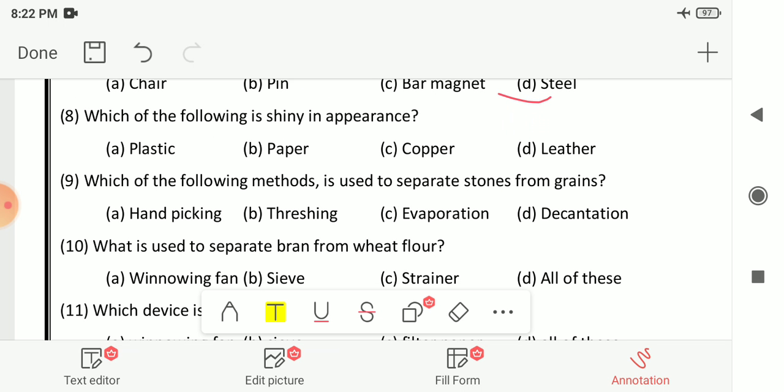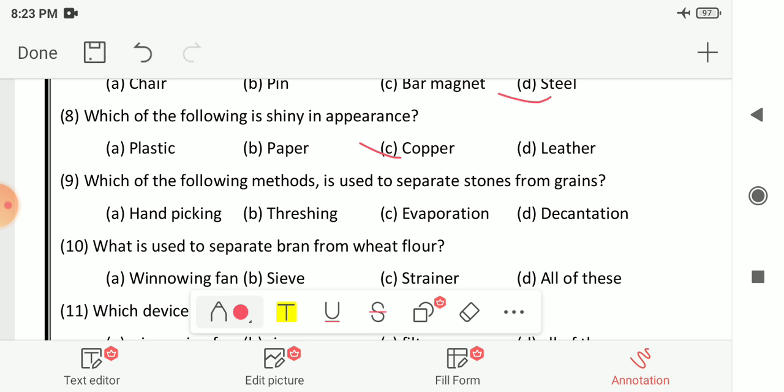Next, eighth number, which of the following is shiny in appearance? The options are plastic, paper, copper or leather. So here your answer is option C, copper. Copper is shiny in appearance.